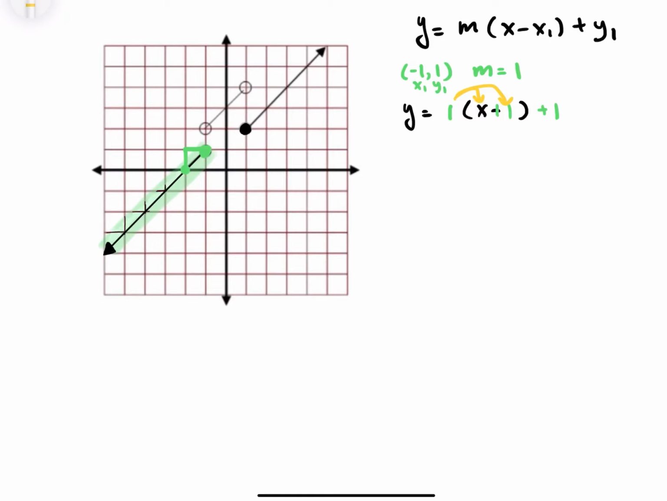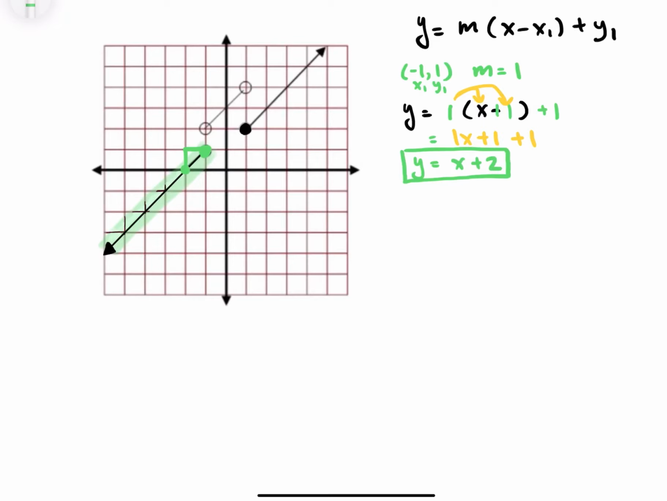And if you distribute here, we now have 1x plus 1, and then we have that other plus 1 on the outside. And then you just combine your like terms, and in the end, we have our equation y is equal to 1x, or x, plus 2, because 1 plus 1 is 2. So there's our equation.